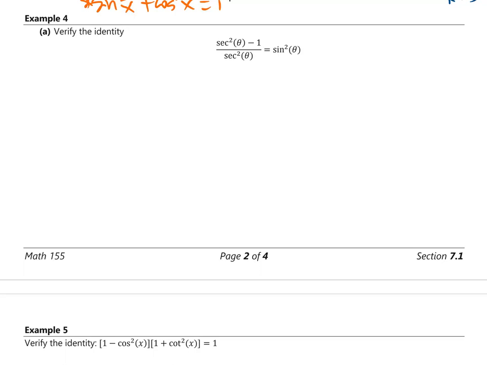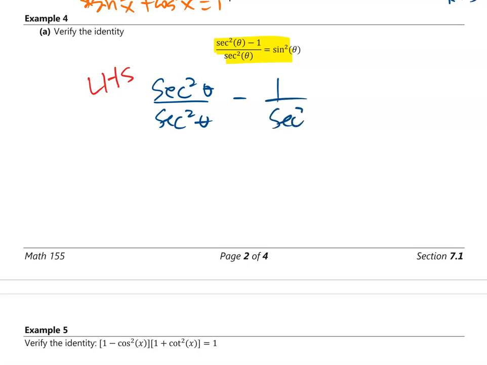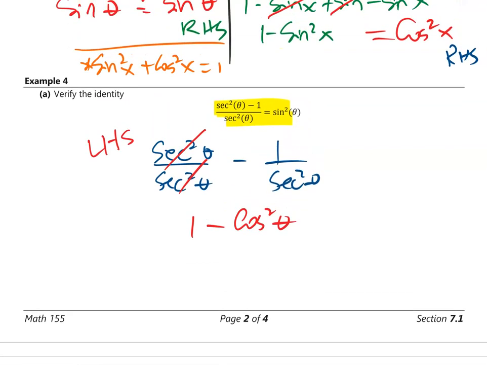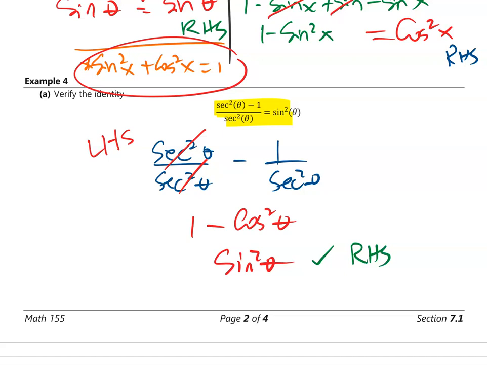Next, example number 4. Verify the identity secant squared theta minus 1 over secant squared theta is equal to sine squared theta. Let's work on the left hand side. We can separate this actually: secant squared theta over secant squared theta minus 1 over secant squared theta, and secant squared over secant squared is equal to 1, minus 1 over secant squared. The reciprocal identity is cosine squared, and 1 minus cosine squared, again by using the Pythagorean identity, is equal to sine squared theta, and that is the same thing as the right hand side.